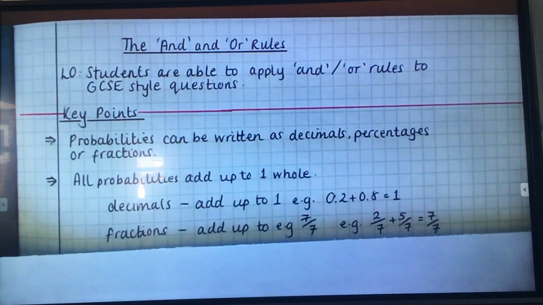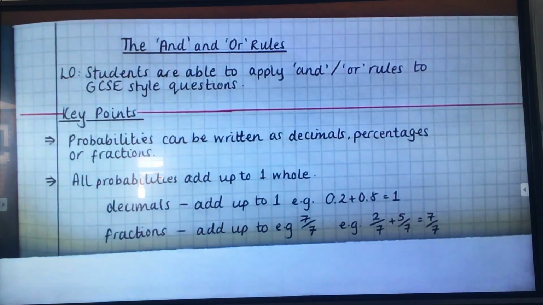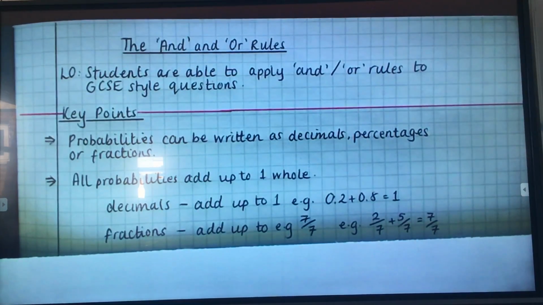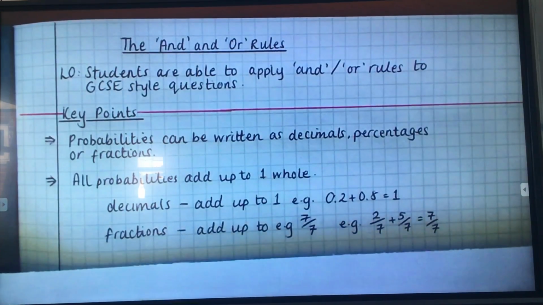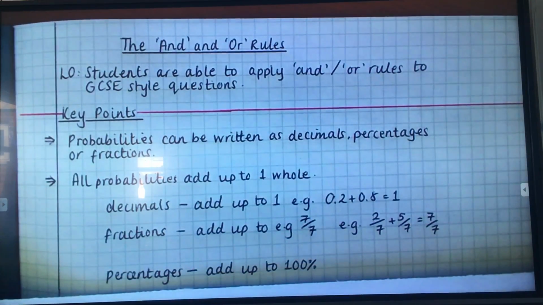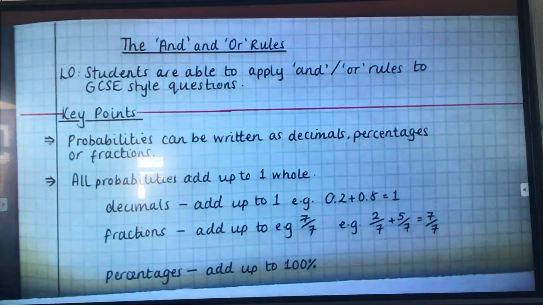For fractions, they add up to a whole. So, for example, if something was out of 7, then one whole would be 7 out of 7, the total, the maximum amount. E.g., 2/7 add 5/7 is 7/7. And the other thing is obviously percentages, they add up to 100%. So those are your key points so far.